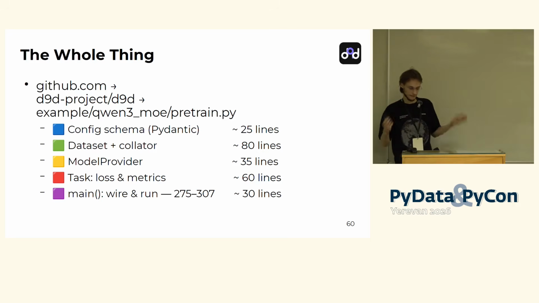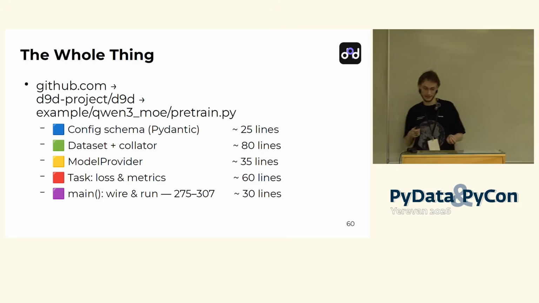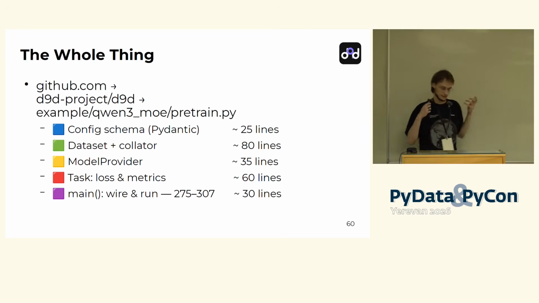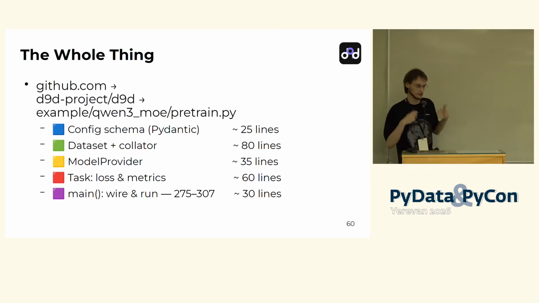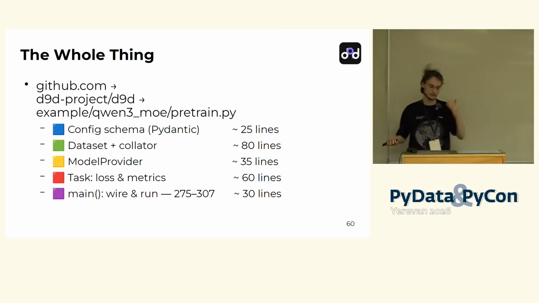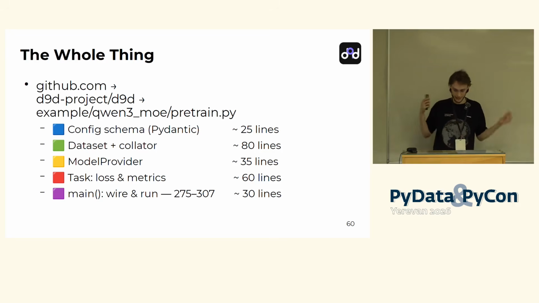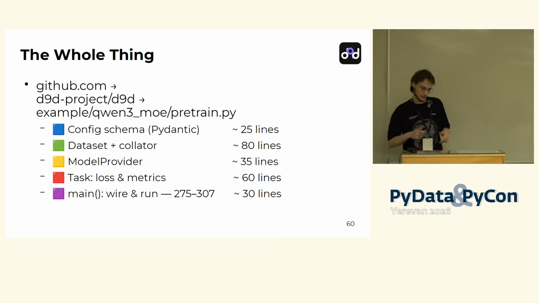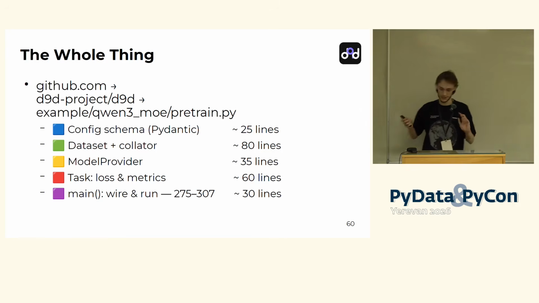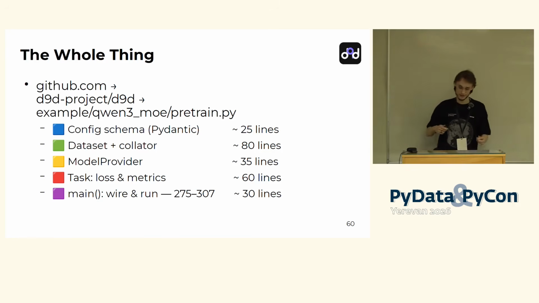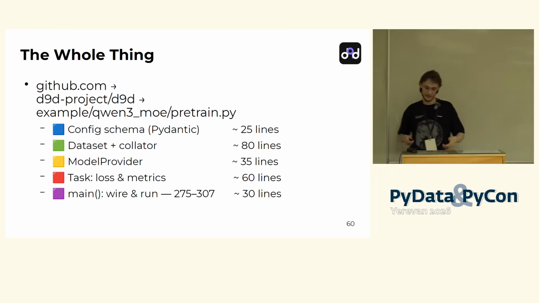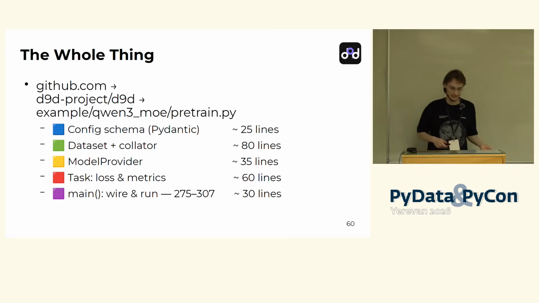And the whole thing, if we take a pretend scenario of a Qwen3 MoE model, is not that large. It provides all the interfaces and implementations, and it even provides a custom data stack. And it's just under 300 lines. So it's not a one-liner, definitely. You have to write some code with d9d. But the win here is that you can customize anything.